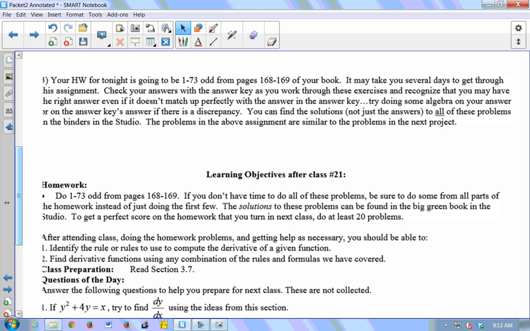You can find solutions, not just the answers, to all of the problems in the binder in the Math Studio or the library. And the problems that you're going to be working through here are similar to the problems in the next project. So you are going to have the rest of class to get started on this ginormous homework assignment. If you don't have your book, you could start on the project, right? Because that is also some good derivative practice.